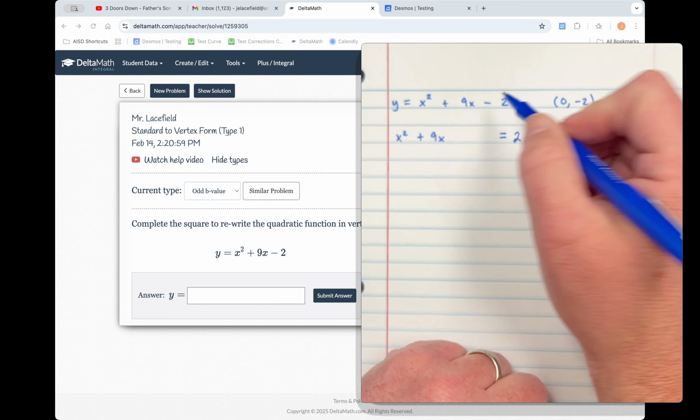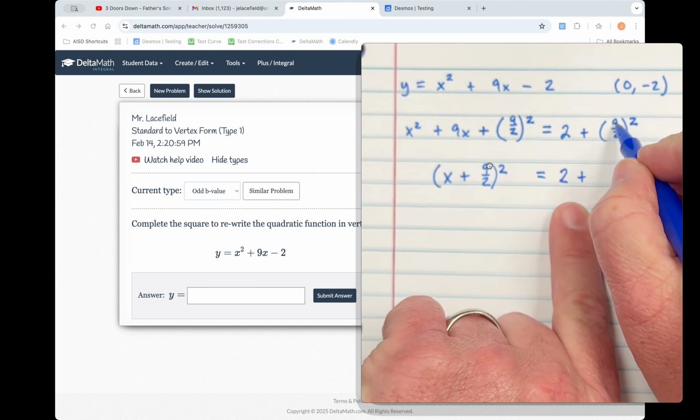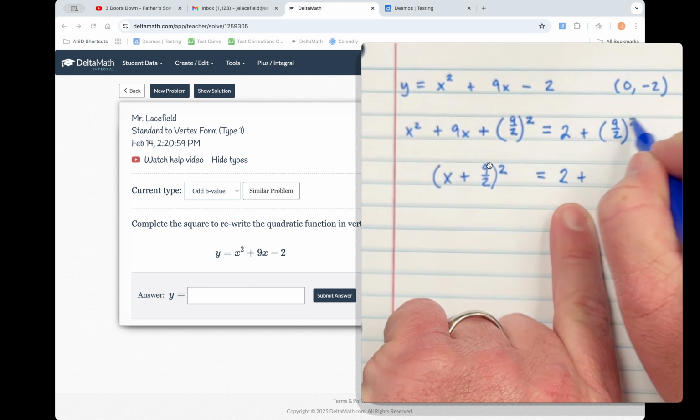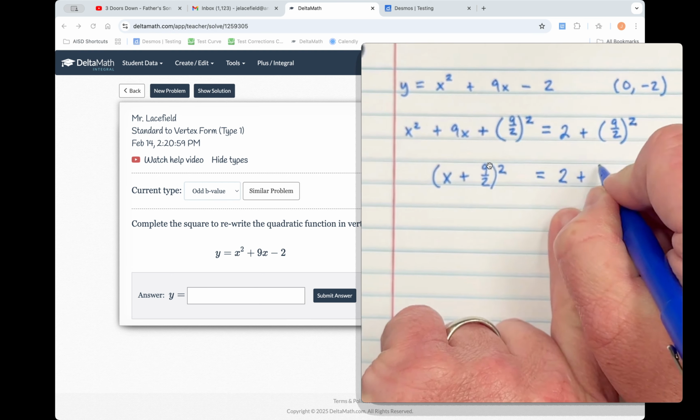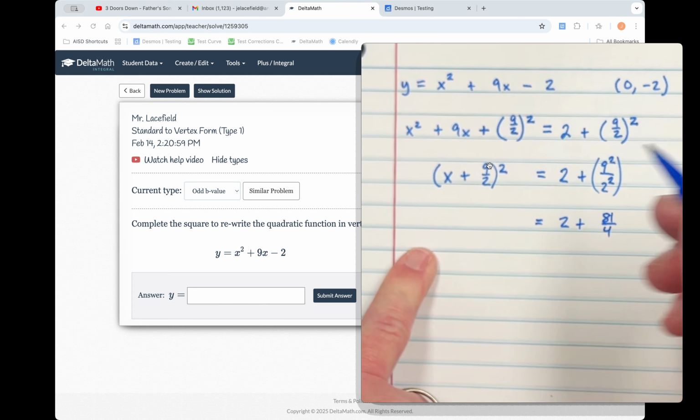And then on the right side, we have equals 2 times, and I forgot to square this part, 9/2 being squared. So this is 2 plus, now 9/2 being squared. 9 squared divided by 2 squared. That's the same thing as this. Okay. And we're going to just kind of go through this process. 9 squared, that's 81. 2 squared, that's 4. And so we're going to have 81 over 4.